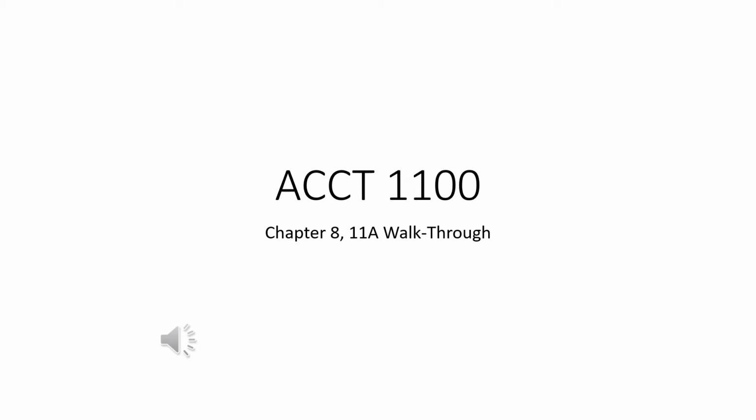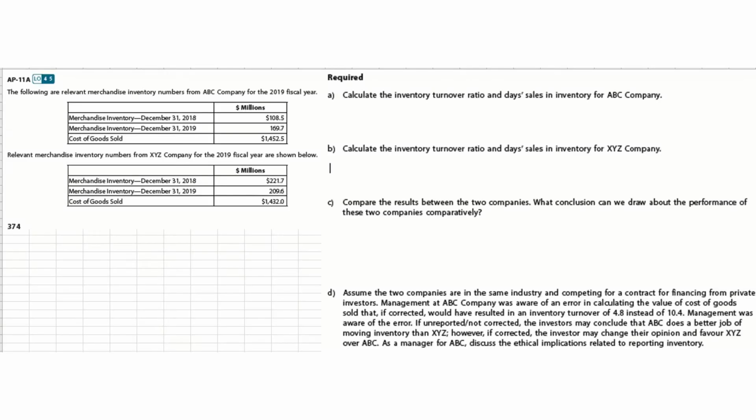Chapter 8, Question 11a. Alright, so in this question we have two different companies, ABC and XYZ, for the 2019 fiscal year. At the end of the discussion I will pop up the typed responses.